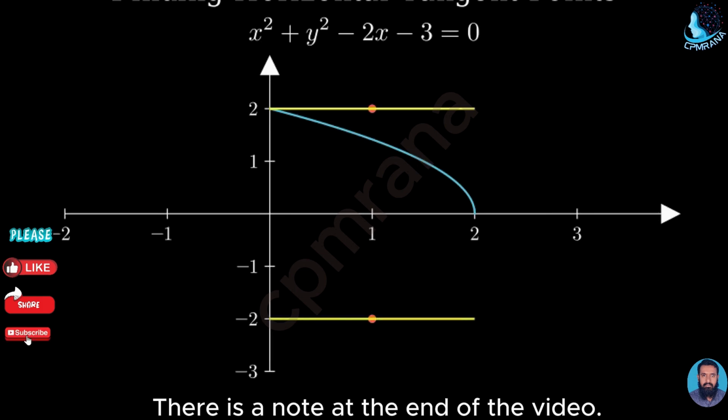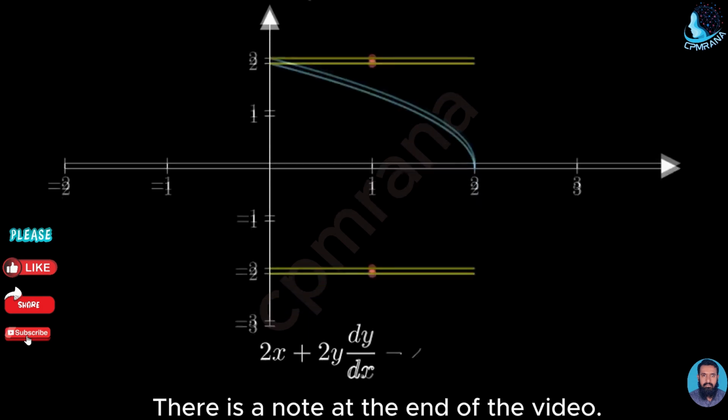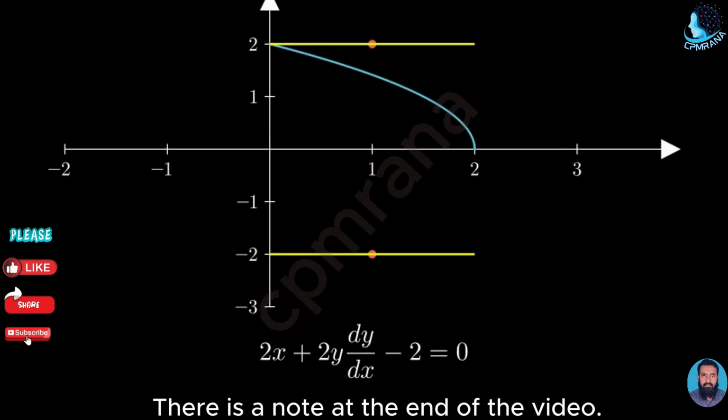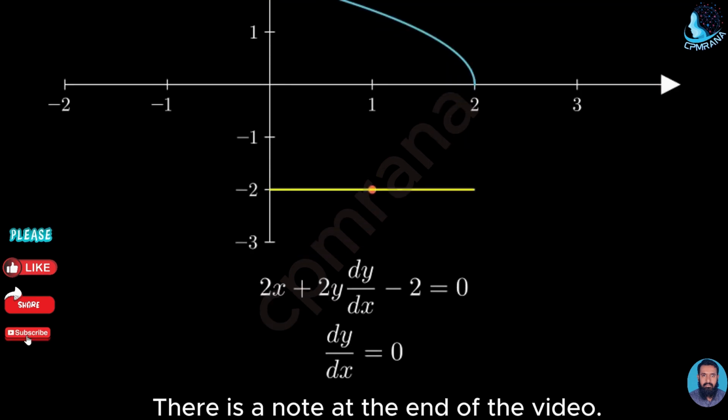To find these points, we'll need to use implicit differentiation. When we differentiate both sides with respect to x, we get 2x plus 2y dy/dx minus 2 equals 0. Since we're looking for horizontal tangents, the slope dy/dx must equal 0 at these points.